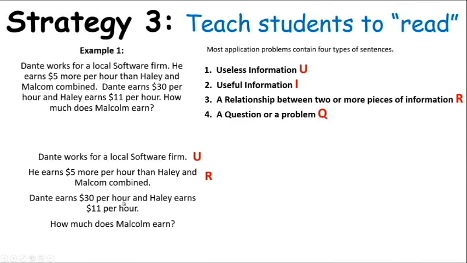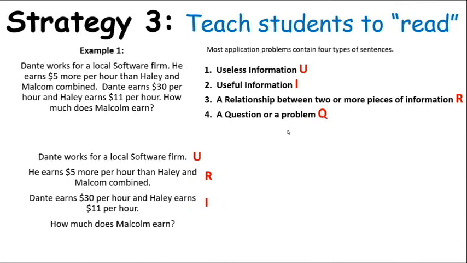Dante earns $30 per hour. Haley earns $11 per hour. What do you think we do with this? I'm calling this information. Now it does give me 2 pieces of information, but it really doesn't draw any relationship or comparison between those, so I simply have 2 pieces of information.